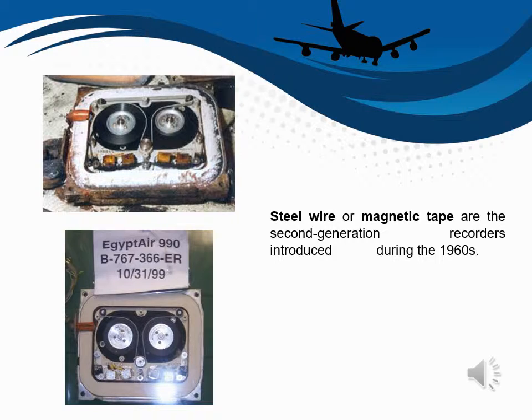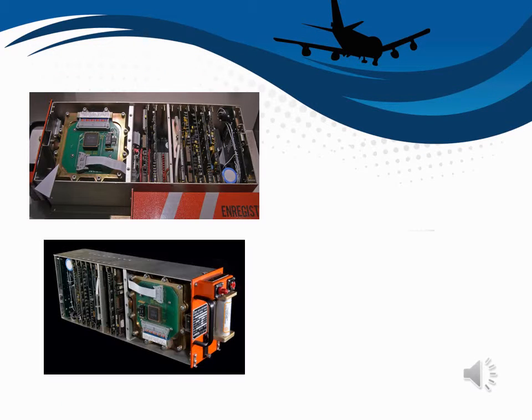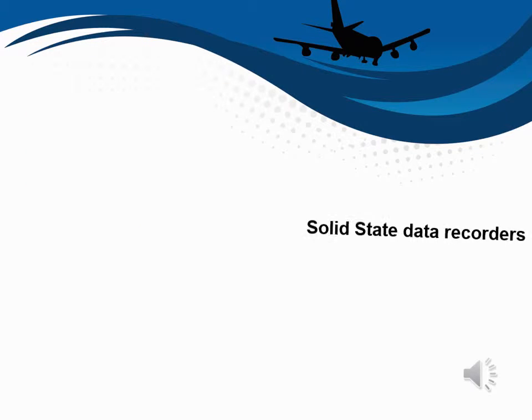Steel wire or magnetic tape recorders are the second generation, introduced during the 1960s. It is stronger than the foil and capable of recording multiple data parameters. Solid-state data recorders are the third generation of flight data recorders and became commercially viable in the 1990s. It is known for its expanded recording capacity, enhanced crash and fire survivability, and improved recording reliability. Compared to other recorders, it does not require servicing and maintenance.